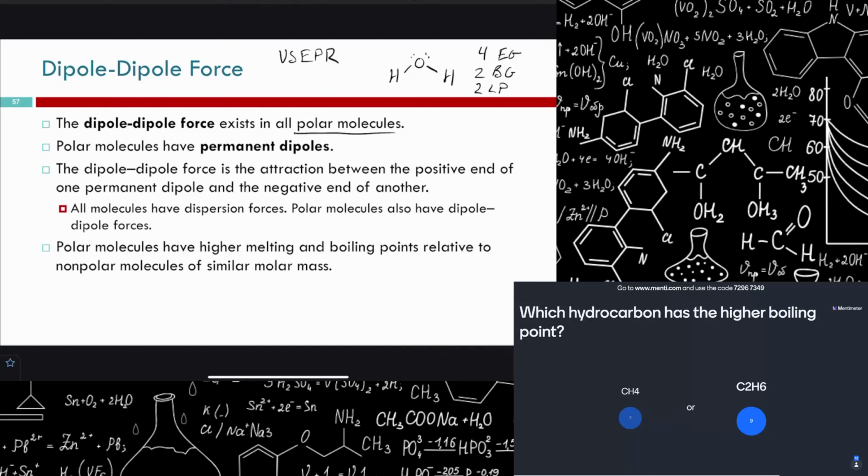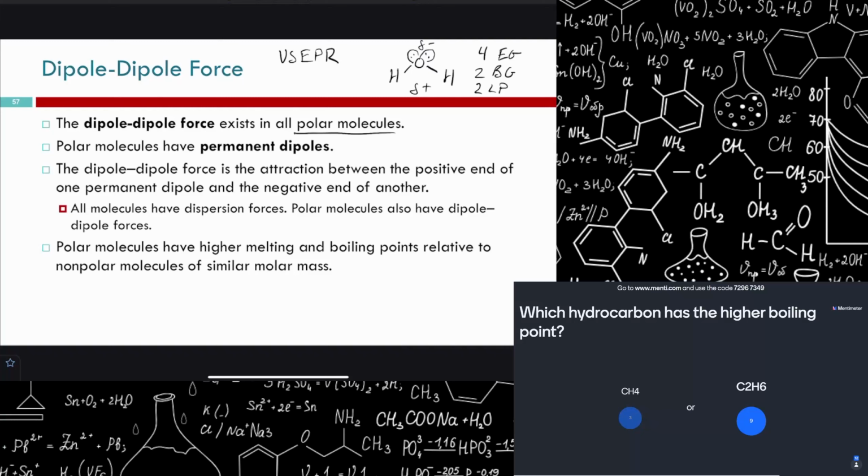And remember that if the central atom has lone pairs, it's going to be polar, and that's because these lone pair groups make this molecule asymmetrical. And so they're going to have a negative charge, while the other side will have a slightly positive charge.